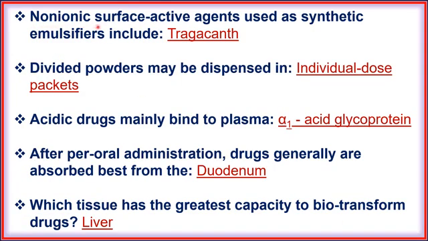Next, non-ionic surface active agents used as synthetic emulsifiers include tragacanth. Next, divided powders may be dispensed in individual dose packets. Next, acidic drugs mainly bind to plasma alpha-1 acid glycoprotein. Next, after per oral administration, drugs generally are absorbed best from the duodenum. Next, which tissue has the greatest capacity to biotransform drug? Liver.